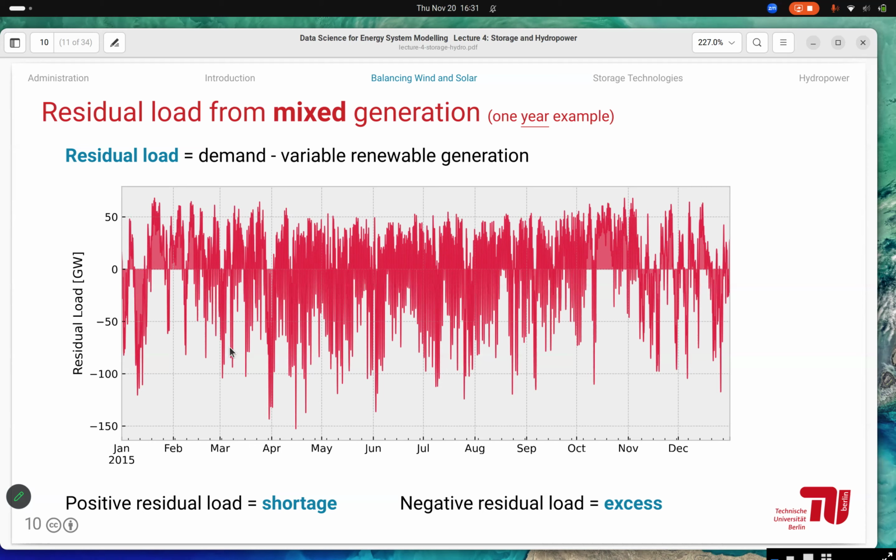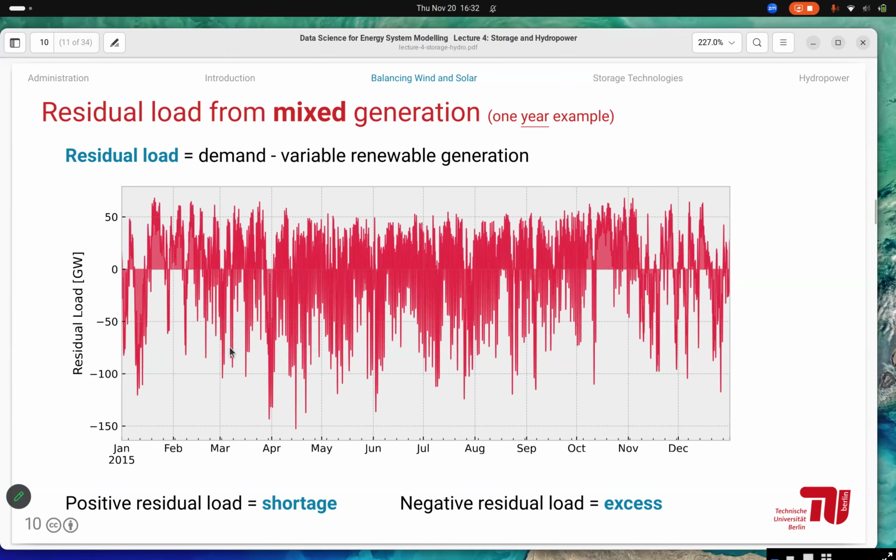And again, in the periods where this time series is positive, we have a shortage. So we have some demand, for example, for storage to discharge into the grid. And then you can also see that in some periods, or in many periods actually, there's a negative residual load, which means we have more electricity supply than we have consumption. So that would be an opportunity to, for example, charge a storage.